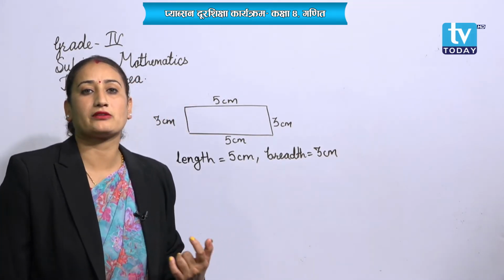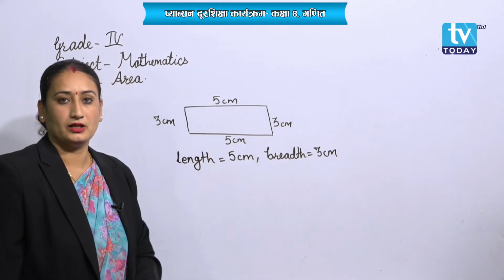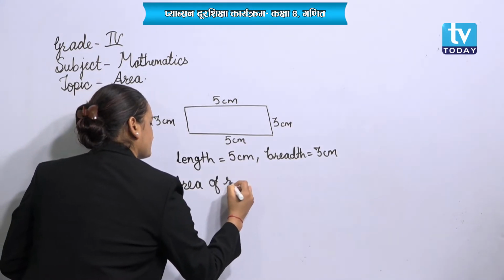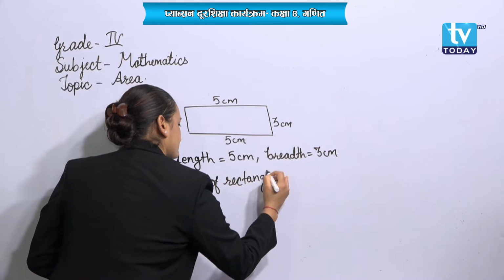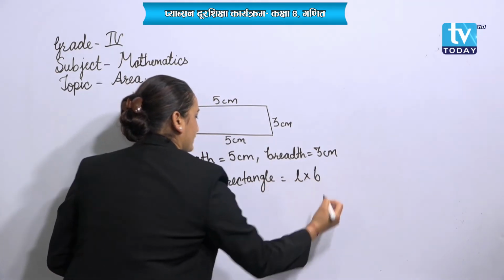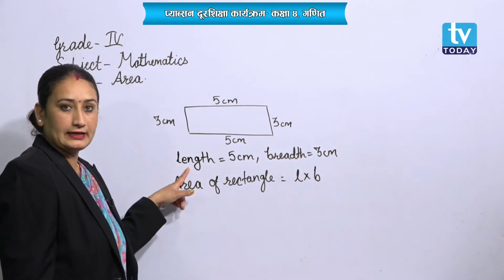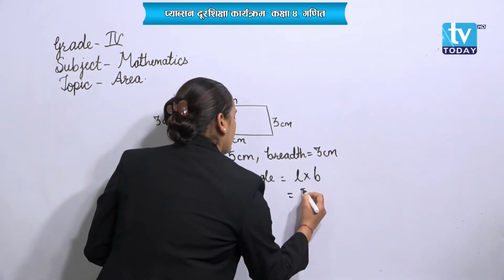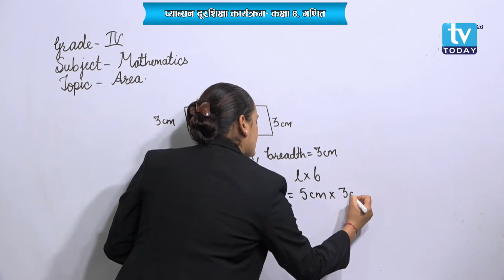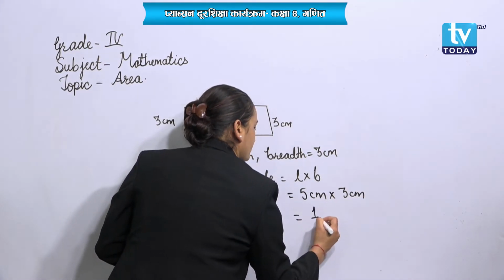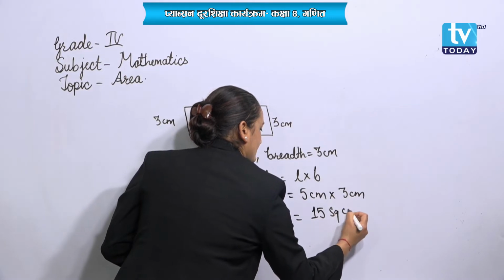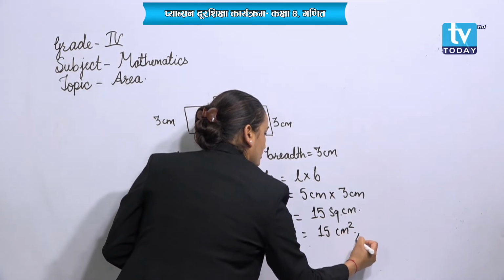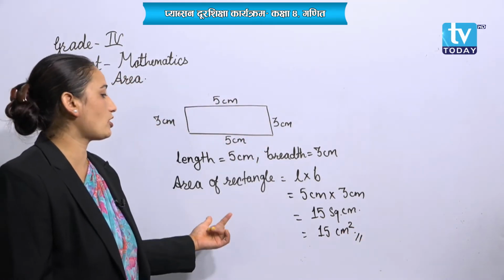Now you have to find the area of this rectangle. Okay, so the area of a rectangle is L into B. That means L denotes length and B denotes breadth. So write down here 5 cm into 3 cm. That means 5 times 3 is 15 square centimeters, or we can say 15 cm square. Done? I hope you have done this one.